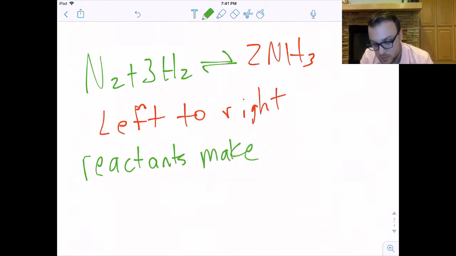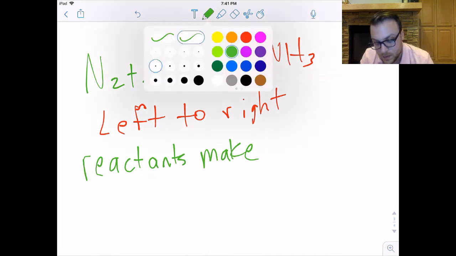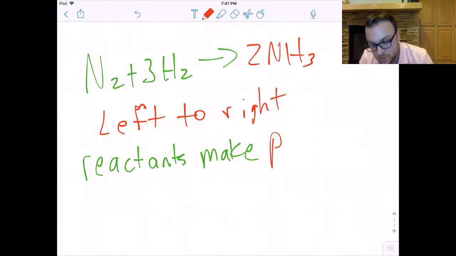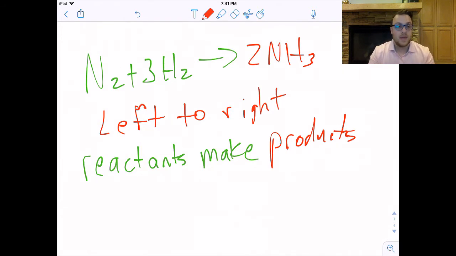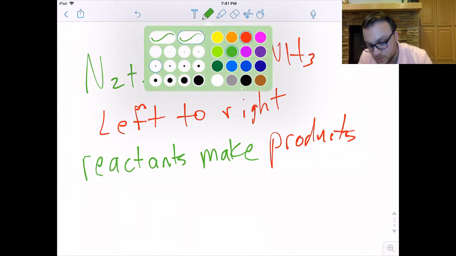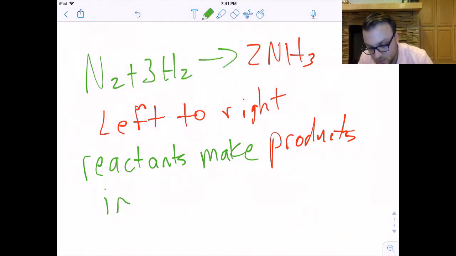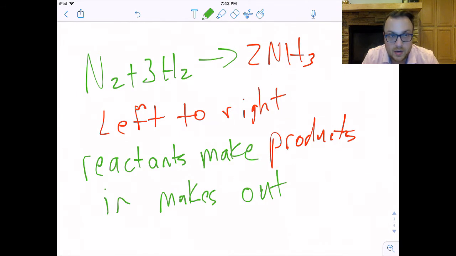And let's not make this like equilibrium. And the red part are your products. So the reactants make products. What goes in makes what comes out. You read these from left to right. Into out. Reactants make products.